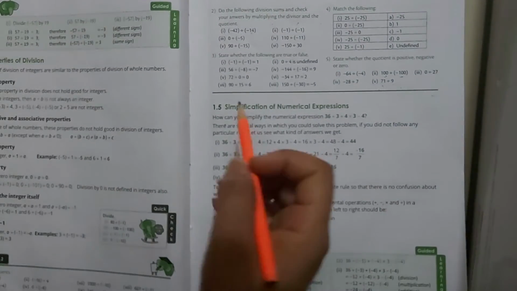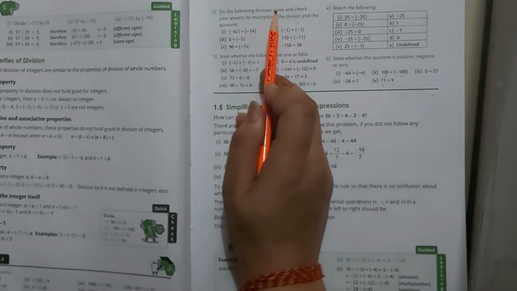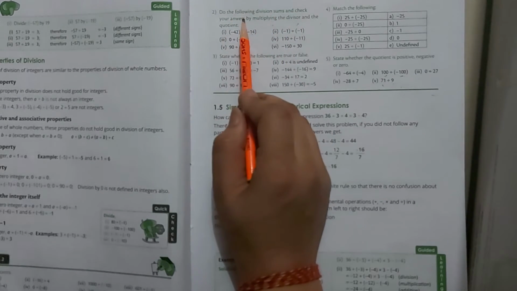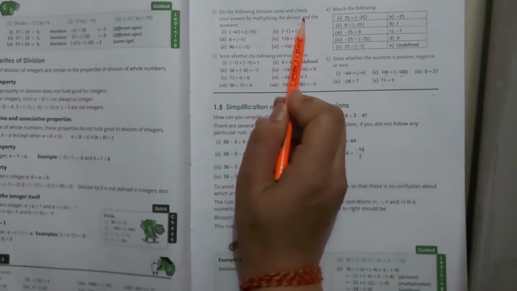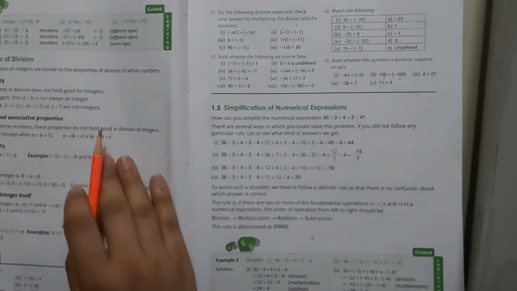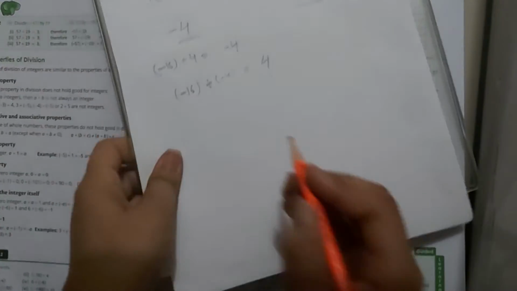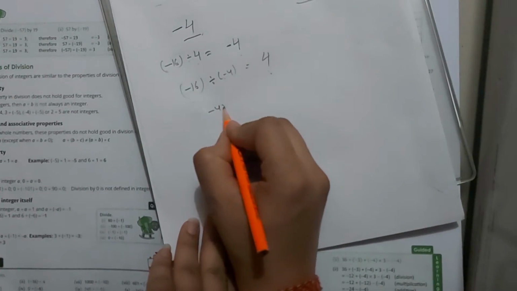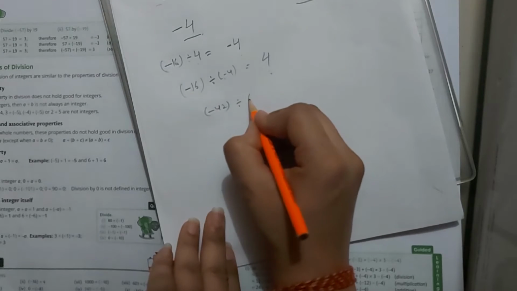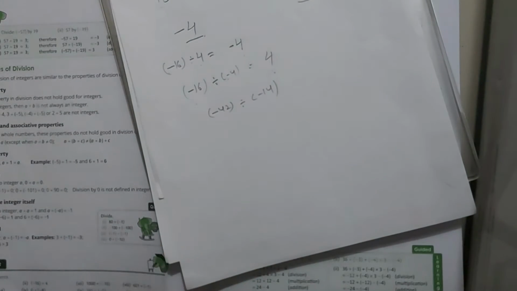So moving to our next question: do the following division sums and check your answer by multiplying the divisor and the quotient. So how to do these sums? Let me take the example of the first sum, minus 42 divided by minus 14. Now what did they say?